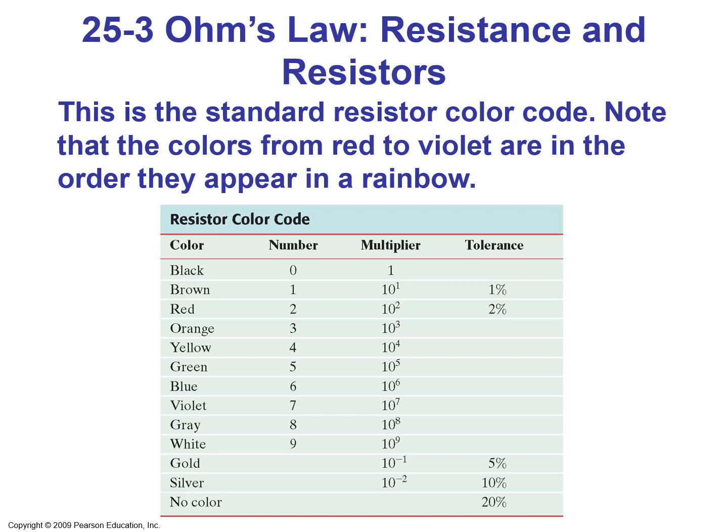The table demonstrates the color codes for the resistors, starting from black, which represents the number 0 with a multiplier of 1. Brown, for example, is number 1, with a multiplier of 10 to the power 1, and the tolerance is 1%, and so on, all the way to white, gold, silver, and no color.